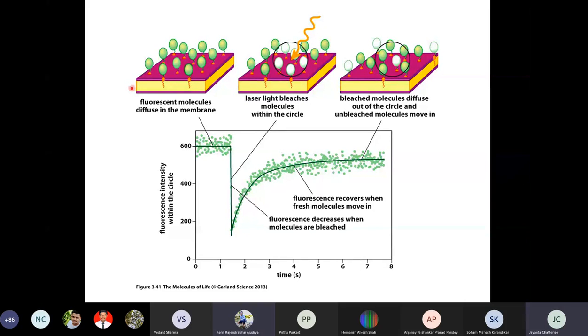Then how can we be sure that only the lipids have diffused in and out of the focus region? That's a good question. It's a very good alternate. Yeah, you're right.